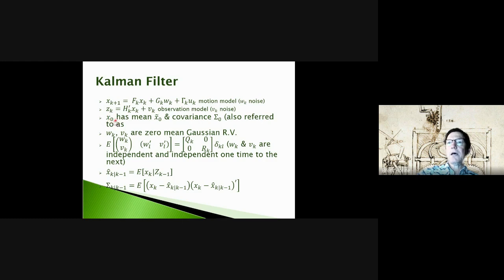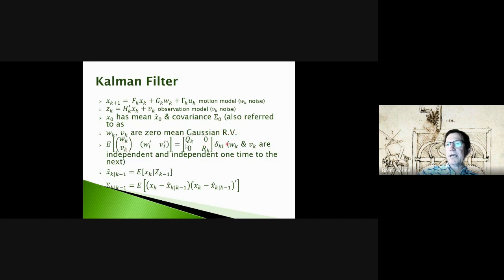So now, x_0 has mean of this x tilde_0, and covariance of Sigma_0. Sometimes this is referred to as, oh, it didn't show up, capital P. So sometimes some notation uses this capital Sigma, and some uses a capital P. And these W_k and V_k here are zero mean Gaussian random variables.